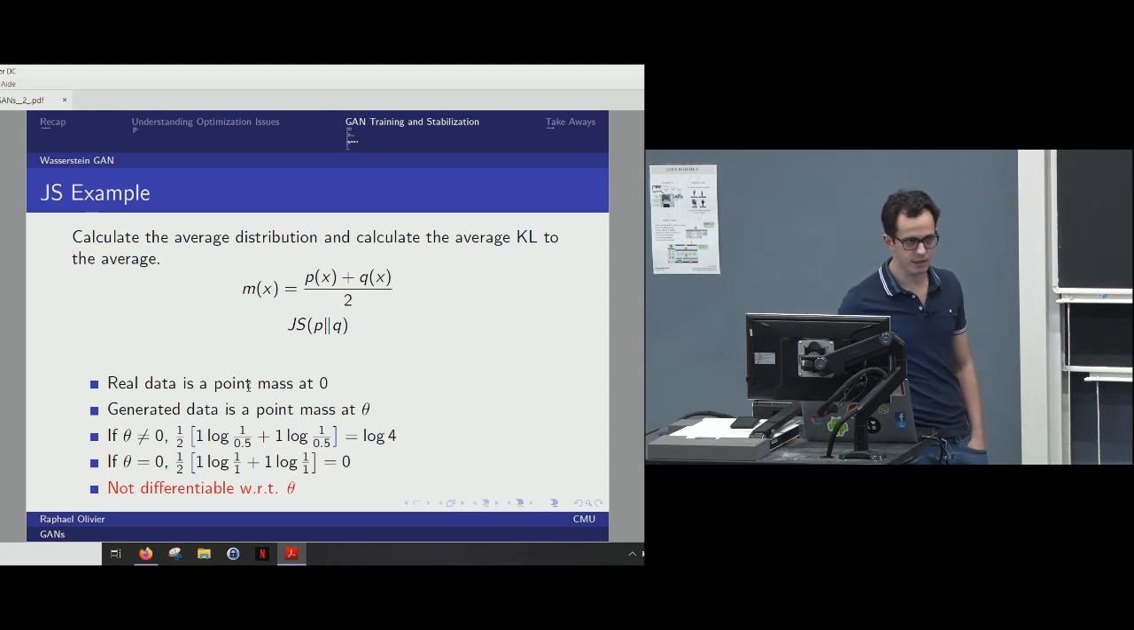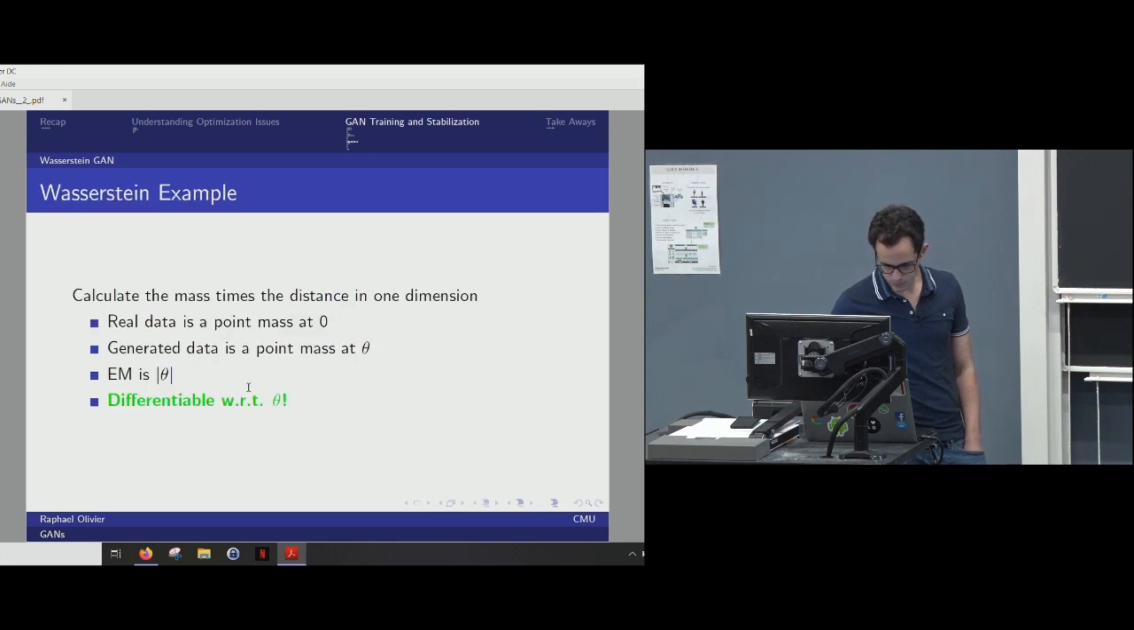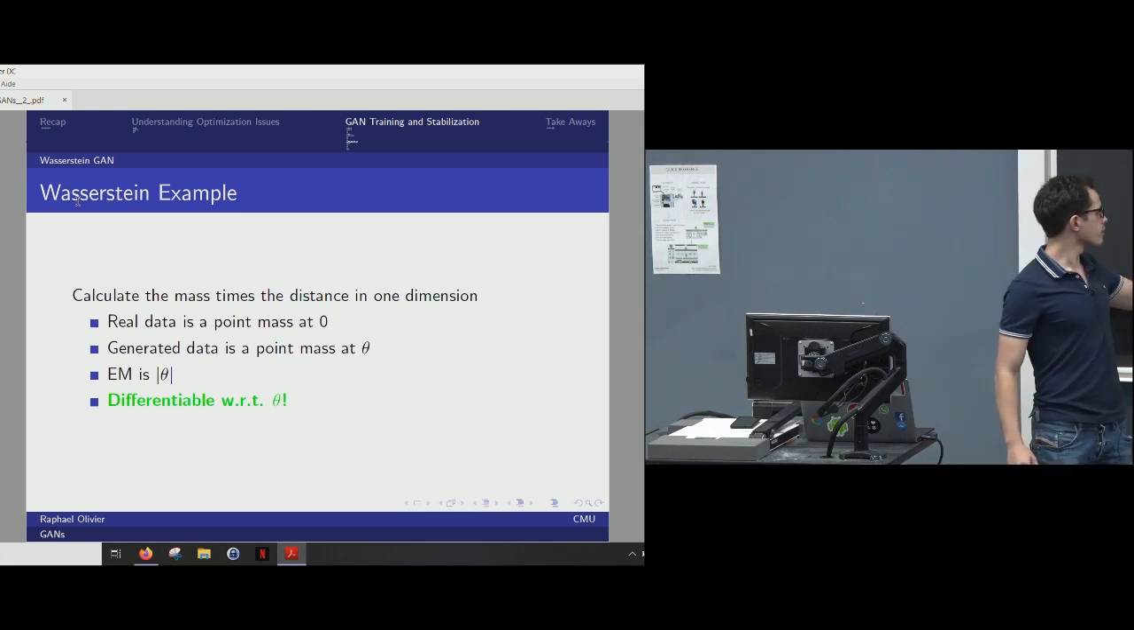I hope it makes sense, at least at high level. The real math is in the WGAN paper, of course. Now, if you were in the Wasserstein example, well, it's simple.